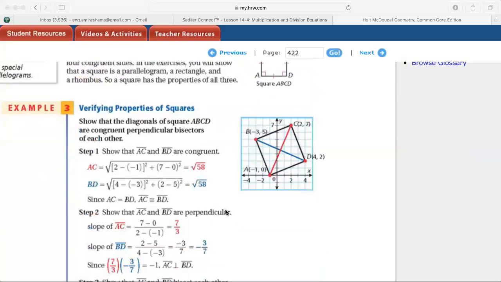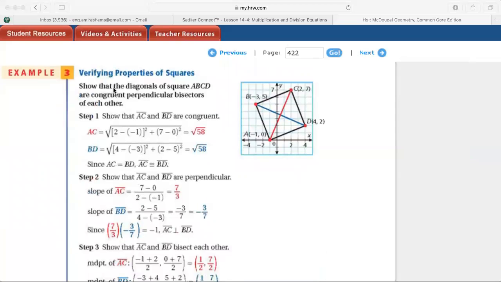Okay, girls, here. Show that the diagonals of square ABCD are congruent, perpendicular bisectors of each other. I want to show that the diagonals of ABCD are congruent, perpendicular bisectors of each other. How will I show this?